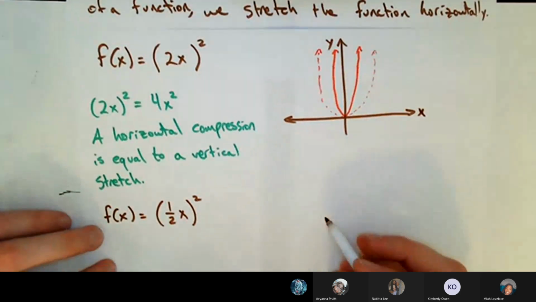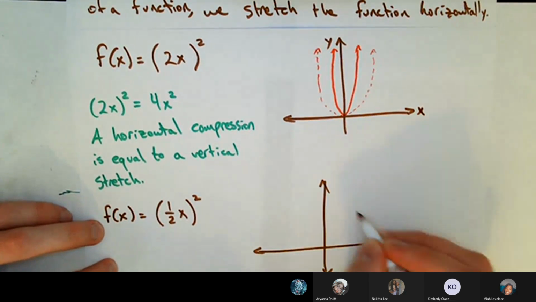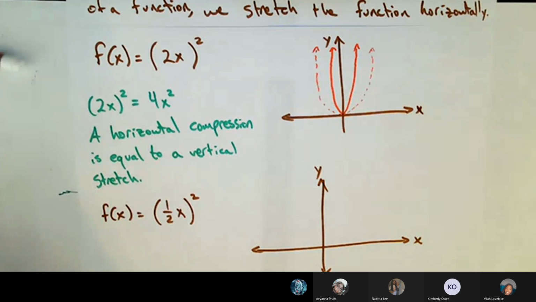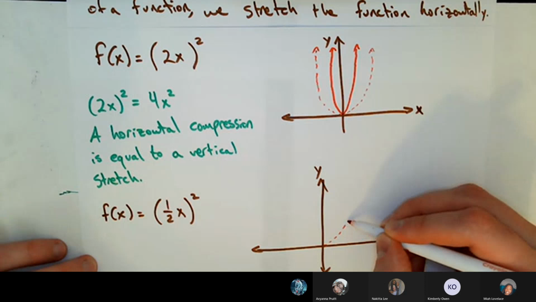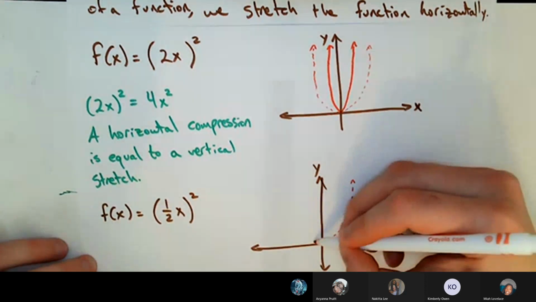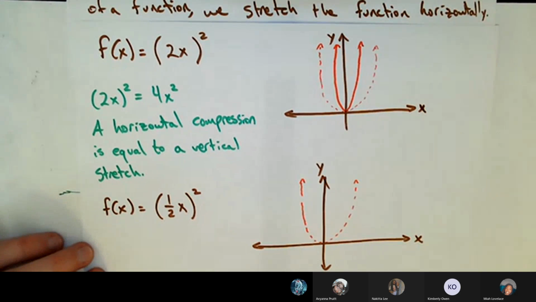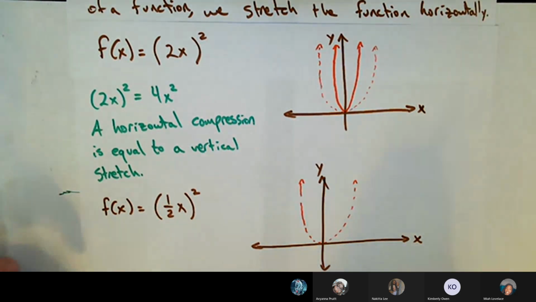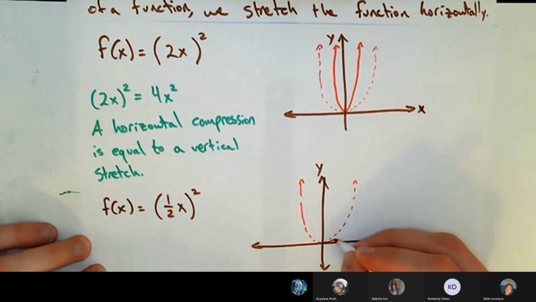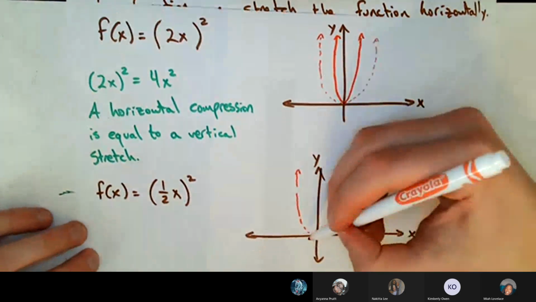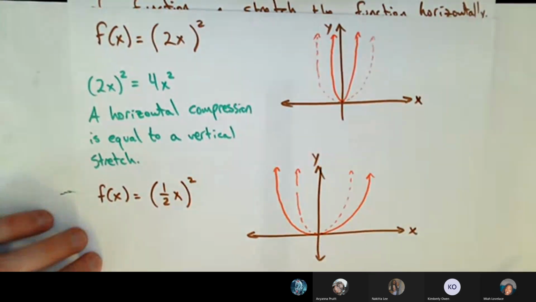Okay, so if I just trust that rule, I know what my base parabola looks like. My base parabola is like that, sort of. And I'm stretching it horizontally, so I should expect this leg to be pulled out like that, and this leg to be pulled out like that. That's a horizontal stretch there.